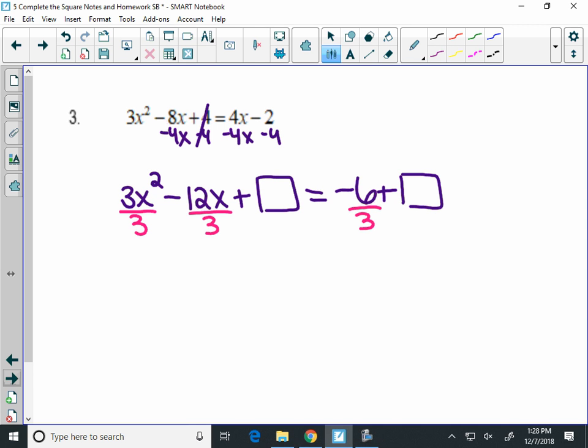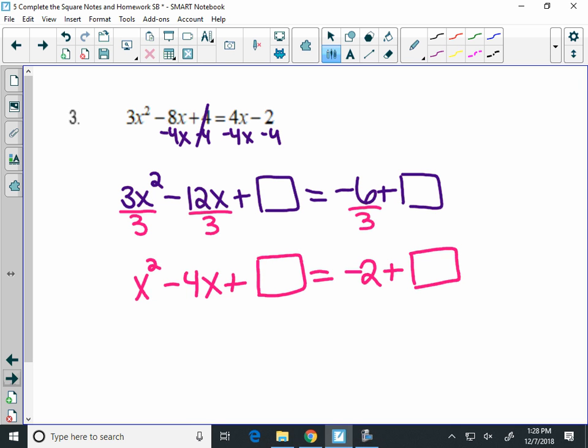So we're going to divide. You can skip the boxes because nothing's in the box yet. That's just there like a placeholder. Divide everything by 3 because otherwise we can't complete the square. So we'll have x squared minus 4x plus your box equals negative 2 plus box. And now it should look just like what we were doing on the other problem.